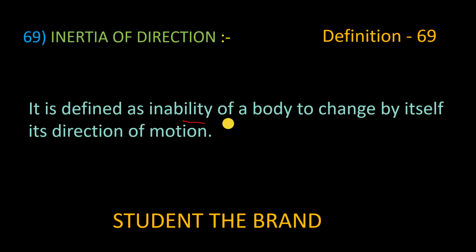Inertia of direction is defined as the inability of a body to change by itself its direction of motion. As we discussed, the body does not move on its own. If I take a particular direction, this is north, this is south, this is east, this is west. If the body is moving towards the east, unless we apply force on it, the body does not change its direction by itself.